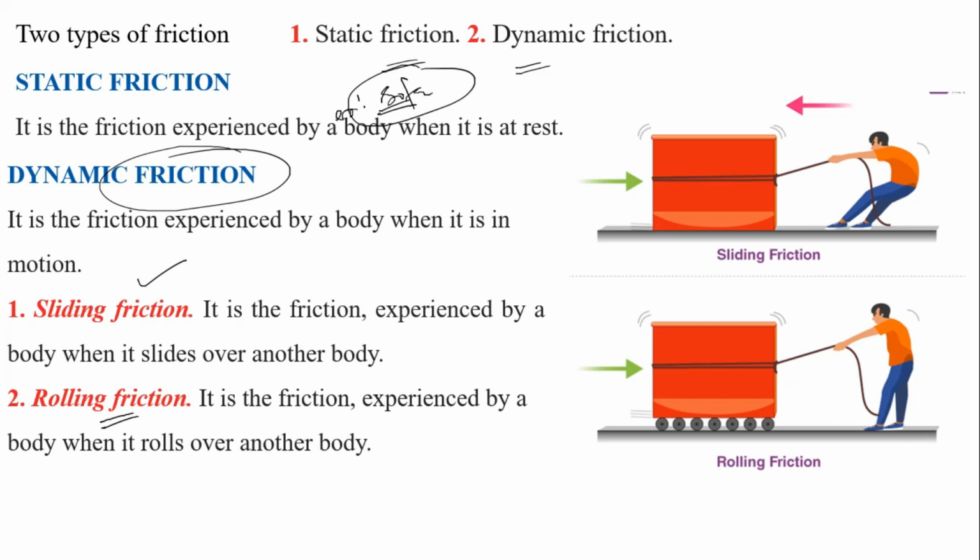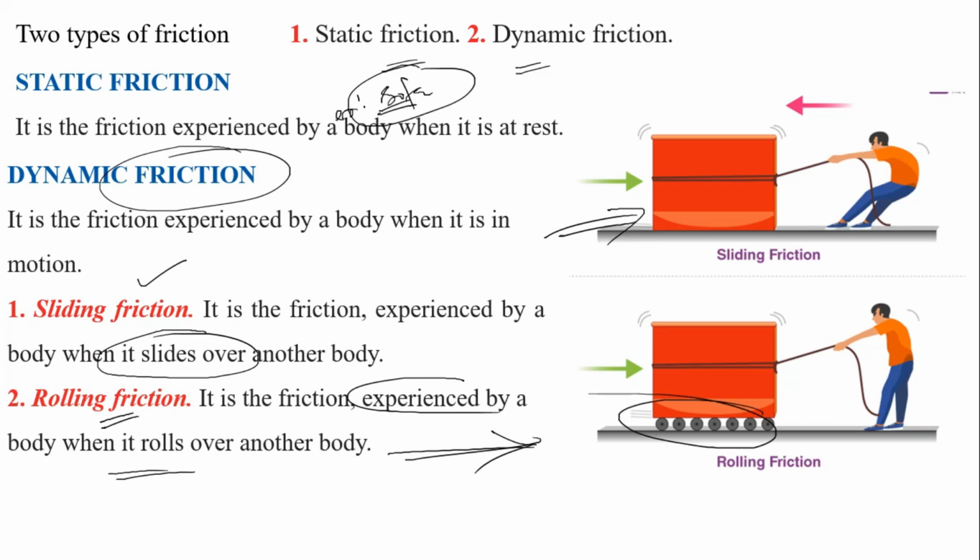Sliding friction is the friction experienced by a body when it slides over another body, like this, with no wheels. Rolling friction is the friction experienced by a body when it rolls over another body, with wheels. And generally, the types of friction are dry friction, limiting dry friction, and lubricated friction or fluid friction.